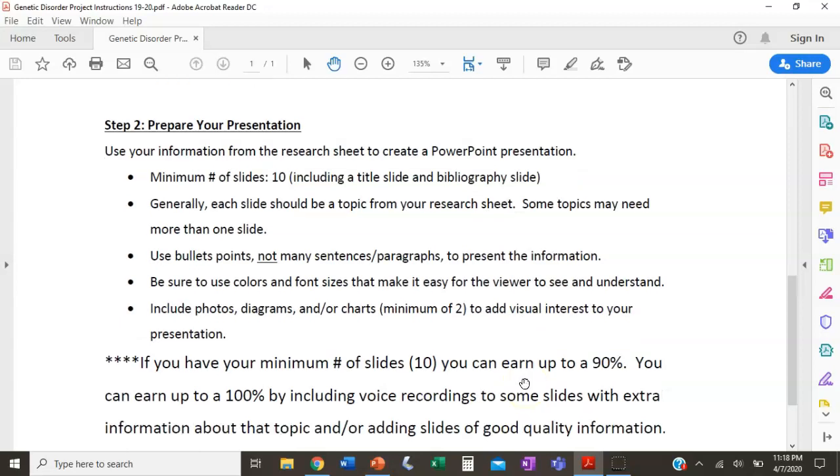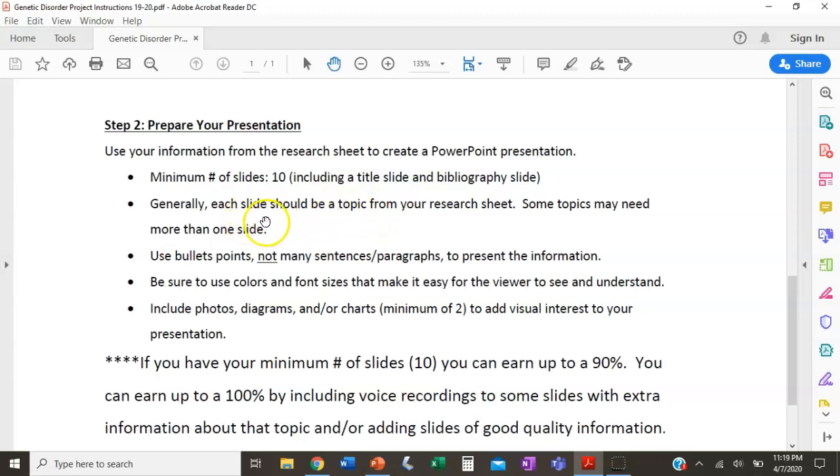In order to get more than a 90%, up to 100, you need to include some voice recordings in your PowerPoint, some slides with extra information, then make sure those extra slides are good quality information. So all of your slides have good quality information on them. You can also get that up to 100 by having more than the minimum number of photos. Now that just doesn't mean slapping random pictures in. You can't get 10 points for random pictures, but you can get some more points. And we'll talk about that a little bit more in another video.